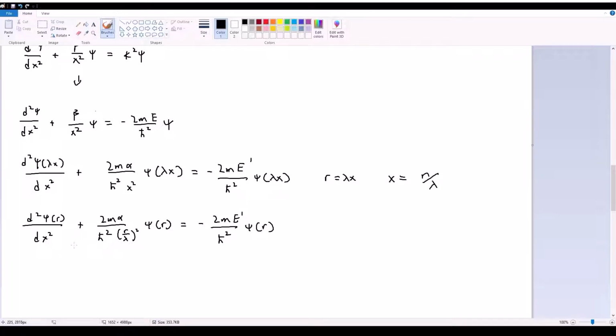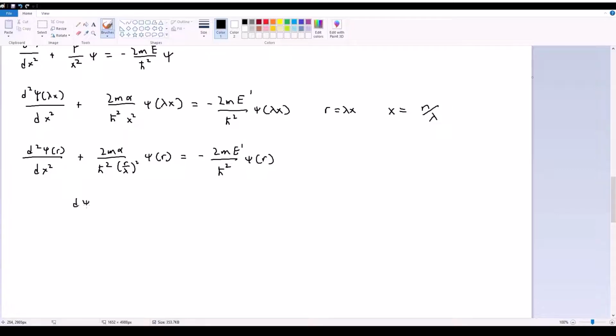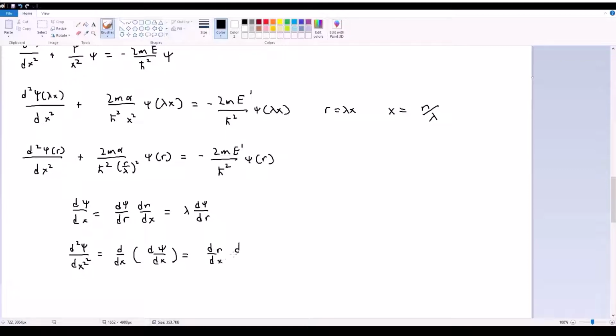Now to get the derivatives in terms of r, we're going to use the chain rule. So we have d psi by dx is going to equal d psi by dr times dr by dx, and since r is equal to lambda x, dr by dx is just going to equal lambda, so this is going to give us lambda times d psi by dr. Now d2 psi by dx squared is going to equal d by dx of d psi by dx, which, after applying the chain rule again, is dr by dx times d by dr of lambda d psi by dr. So dr by dx is going to give us another lambda, so this is going to be lambda squared d2 psi by dr squared.